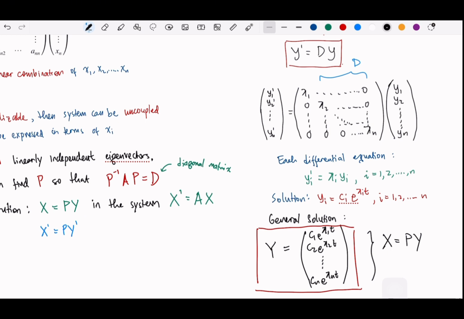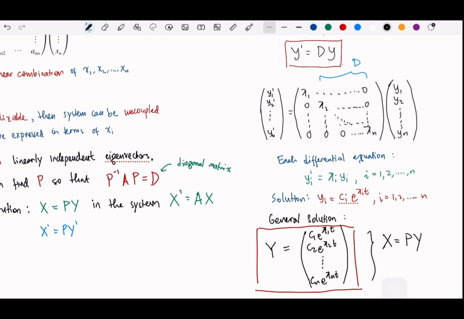Okay, let me give you an example of how this works. So basically, finding eigenvalues, finding eigenvectors, finding matrix P, so that we can diagonalize, and then we need to arrange our y, and then we need to multiply back with the P. The Py is equal to x. This will be our final solution.